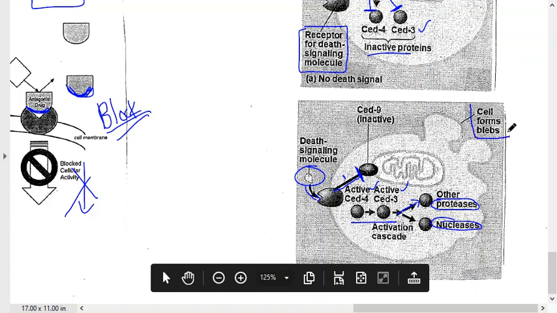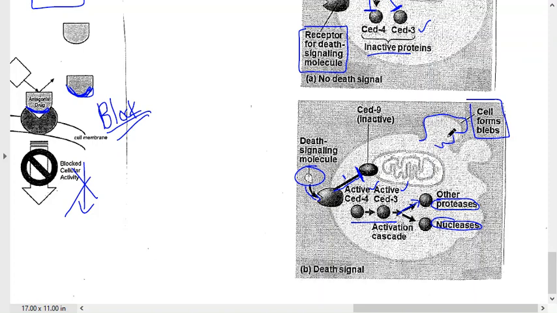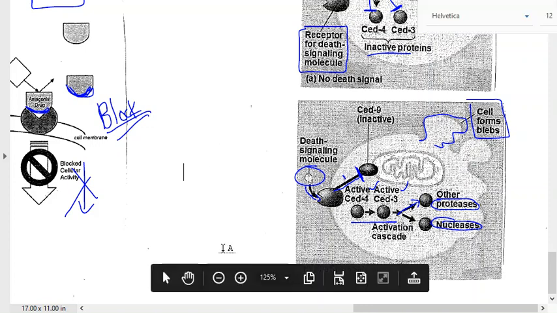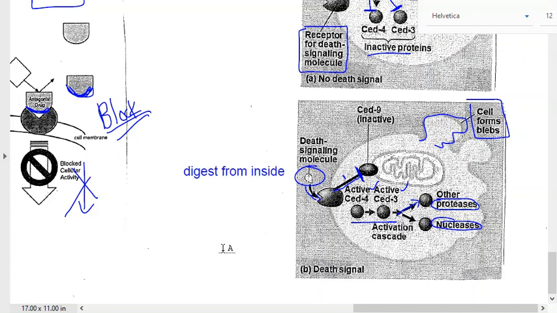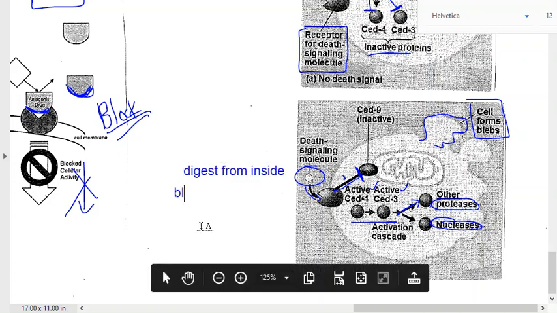This ends up in the cell forming these blebs, remember these little pouches of cytoplasm and nutrients and materials, and the cell just kind of blebs to death, right? It just buds off of itself until it doesn't exist. So we can make a little note that this is when the cell is digested from the inside. And just as a reminder, the blebs are not thrown out, they are recycled, reused by adjacent cells.